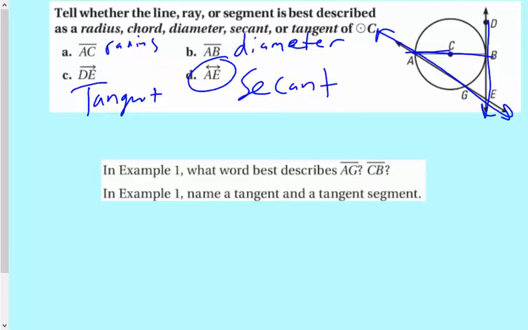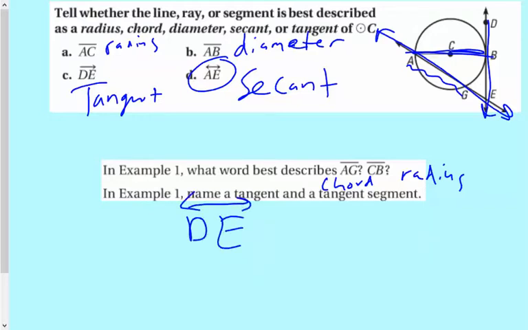And then let's go down to AG. AG is right there, that would be a chord. And then CB here, another radius. In example number 1, which is what we just talked about, name a tangent and a tangent segment. A tangent, we'll go with DE, would be a tangent, and then a tangent segment we could say is segment DE. There you go, so that's just practicing some vocab.